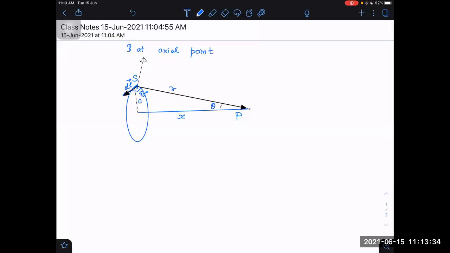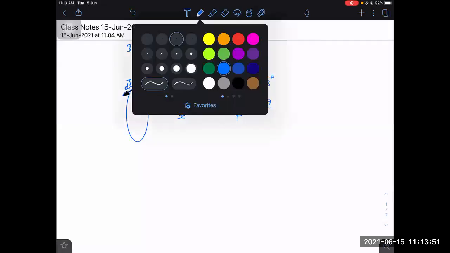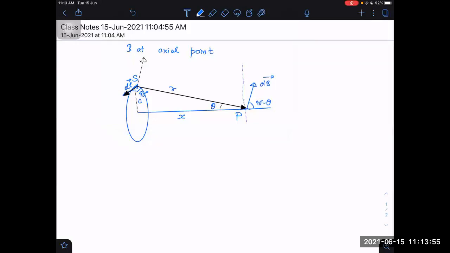Anyway, I know that dB is parallel to this axis. So I will take dB here. dB is parallel to that axis. And what angle is dB making with the horizontal? It will be making 90 minus theta with horizontal. So I can now split dB again into two components, y and x. What is the y component value? dBy. And what is the x component value? dBx.